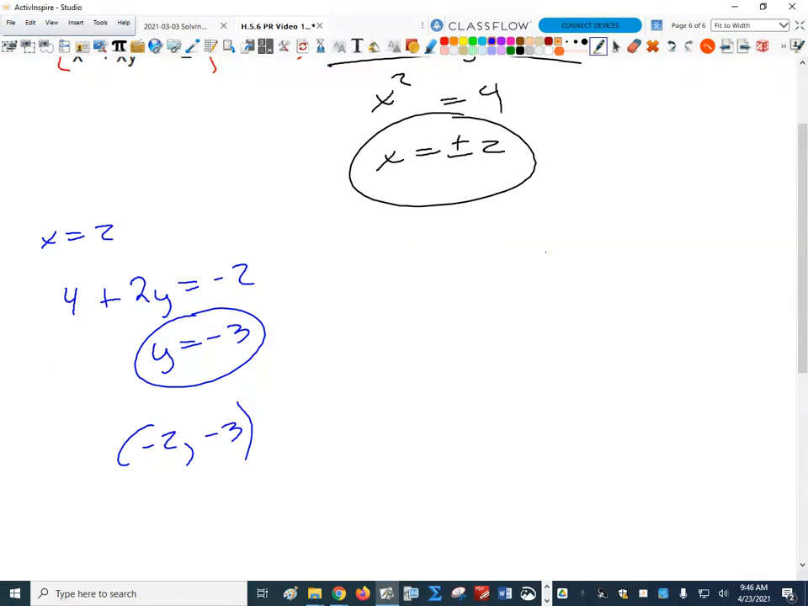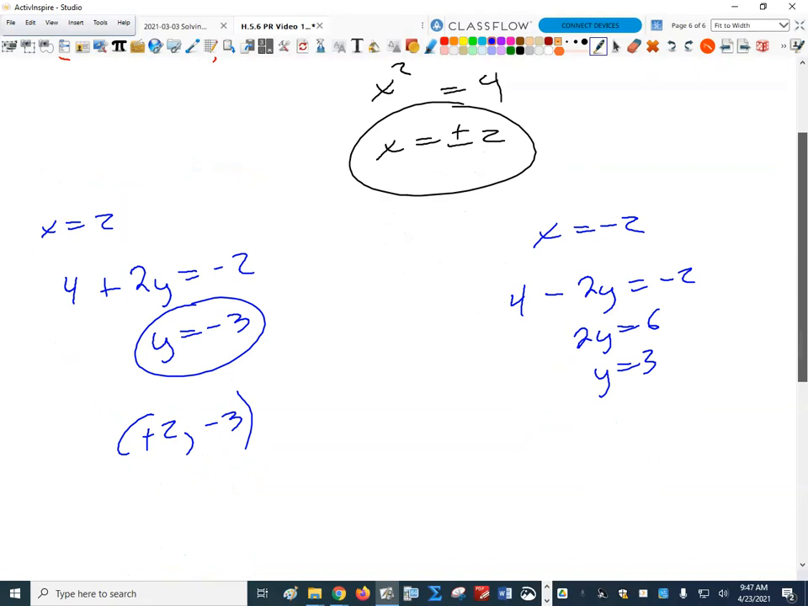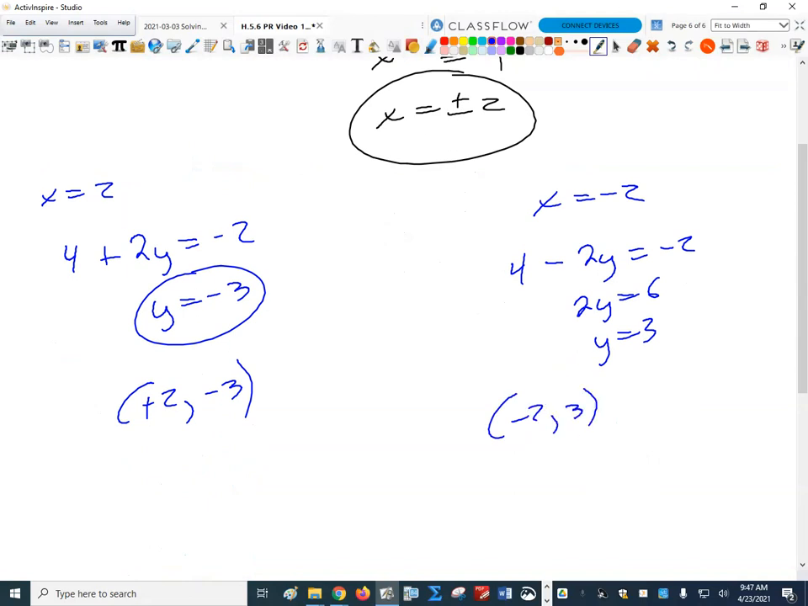And then I do the same thing over here for negative 2. If x equals negative 2, and we plug that in down here, I'm going to get 4 minus, say it again. Oh, 2, you're right, positive 2. Yep, you're right, positive 2, negative 3. And then here we got 4 minus 2y equals negative 2, so that's going to give me 2y equals 6. So y equals 3. So we get the ordered pair, negative 2, 3.